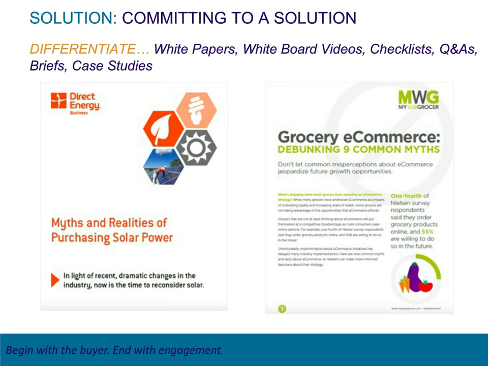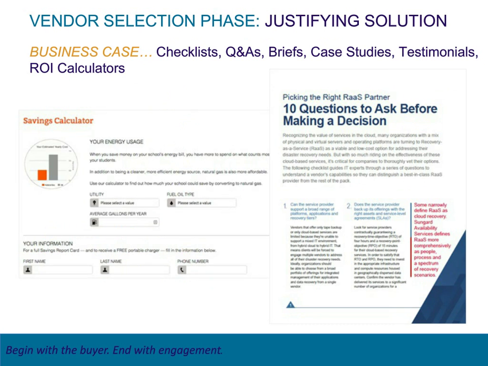And then we're at the vendor selection phase, and I need to justify the solution. I need to make a business case for why I need to put that solution in place. Again, if you notice, we're still not talking about product. This is still at the solution level. And what I like to point out here is that you'll see a lot of ROI calculators, TCO calculators. Checklists are great in this phase. We're seeing a really high conversion with checklists because they're really meaty and they can give me 10 questions to ask, 10 steps to take, 10 things to avoid as I'm trying to justify this business solution.